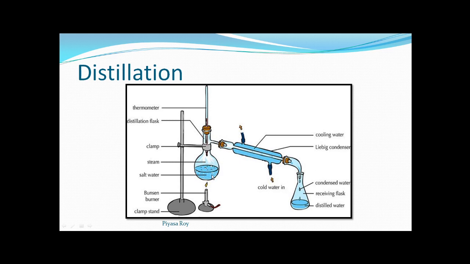So the salt will remain in the round bottom flask, and we will be getting the water in this conical flask. So both can be separated and collected through this process. This process is called distillation.